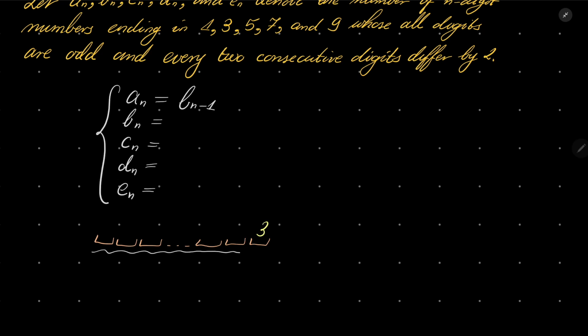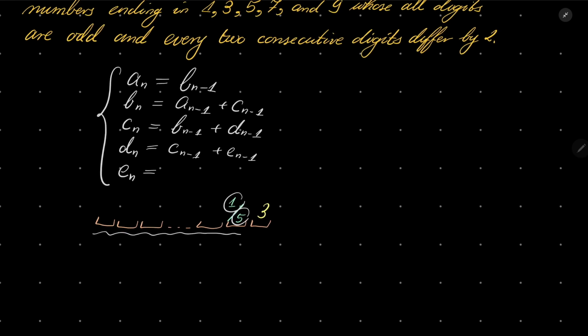Then we have two options. The penultimate digit can be either 1 or 5. If it's 1, the number of numbers ending in 1 is A_{n-1}. And if it ends in 5, it's C_{n-1}. The same will be true for C_n. C_n is B_{n-1} plus D_{n-1}. D_n is C_{n-1} plus E_{n-1}. And slightly different will be E_n, because if the last digit is 9, the penultimate digit must be 7. So it's D_{n-1} ways to do it.